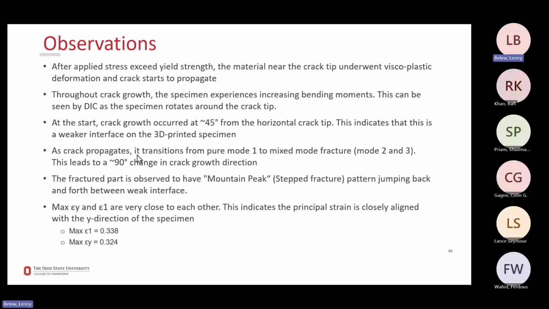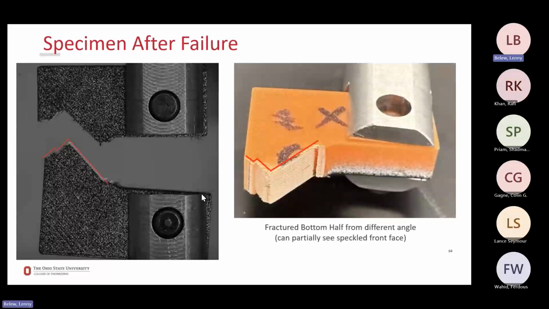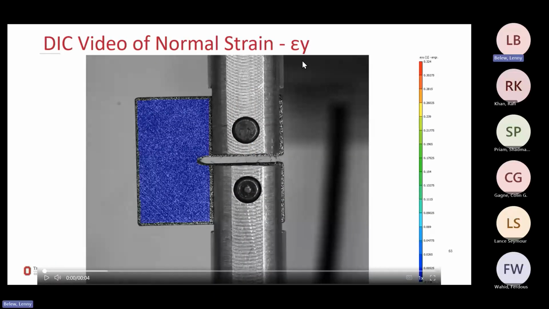And then here is just the max normal strain and principal strain. They're very close to each other. And this indicates that the principal strain is closely aligned with the y direction of the specimen. It's important to note that these values might be slightly exaggerated. You see the same trend in both strain contours.